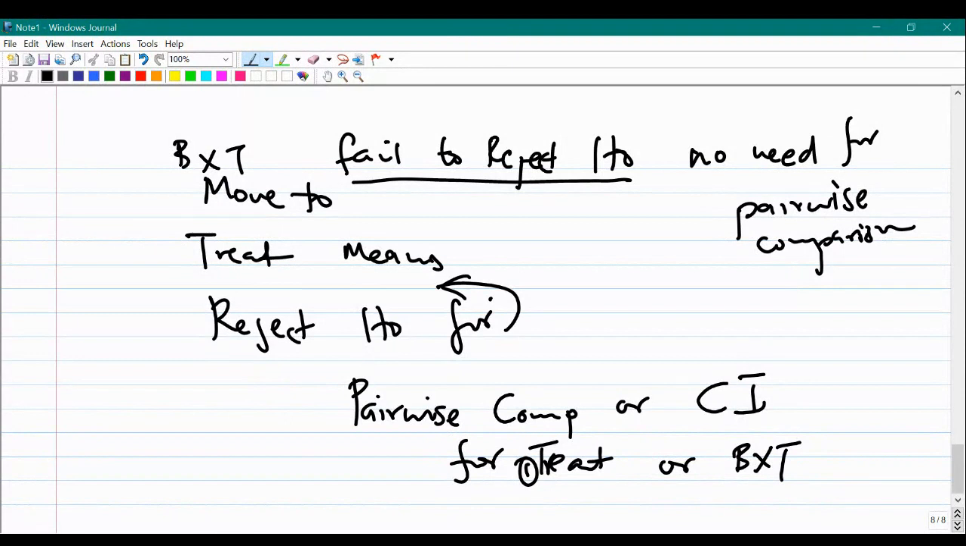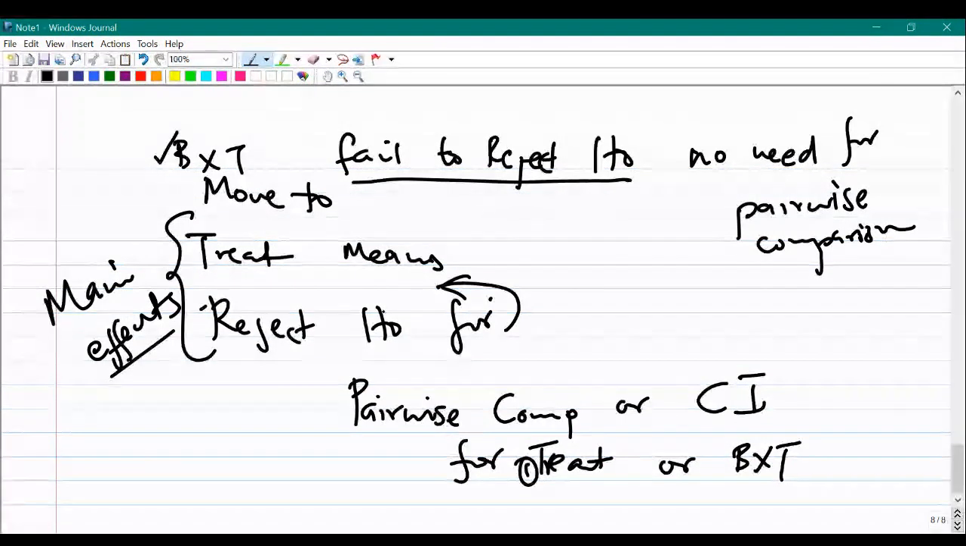Looking at the time, it's no longer on our side. After failing to reject the interaction, which one do we test first, treatment or blocks? Any one, because we call them main effects.